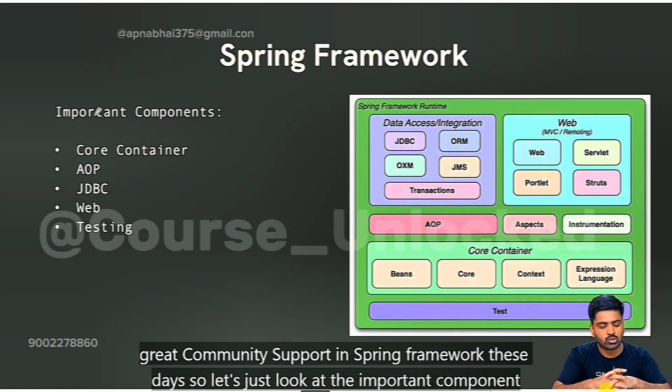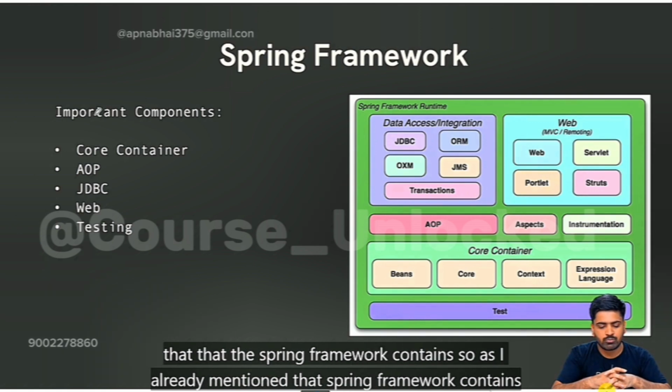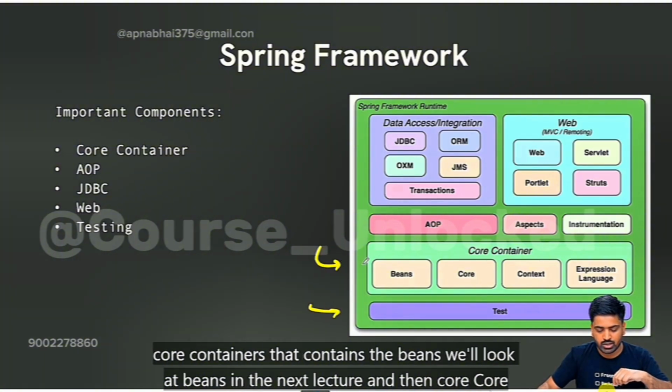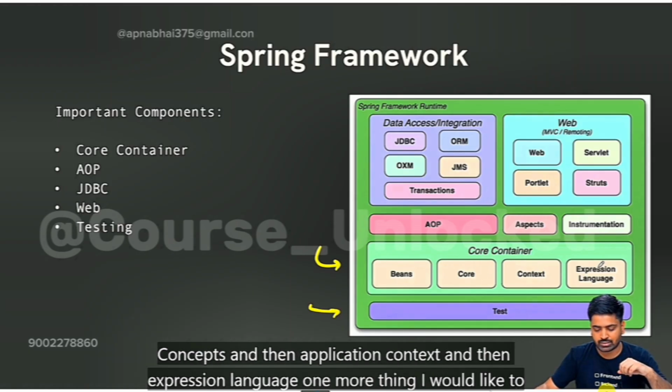So let's look at the important components that the Spring Framework contains. As I already mentioned, Spring Framework contains a lot of mini frameworks. For example, you get a framework for testing. You get a framework for core containers that contains the beans. We'll look at beans in the next lecture, and then core concepts, application context, and expression language.